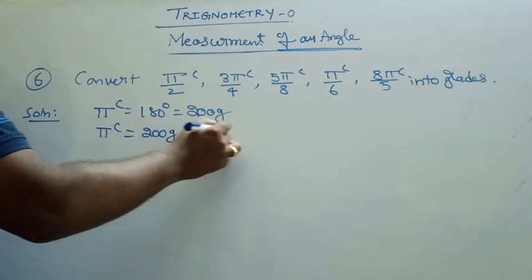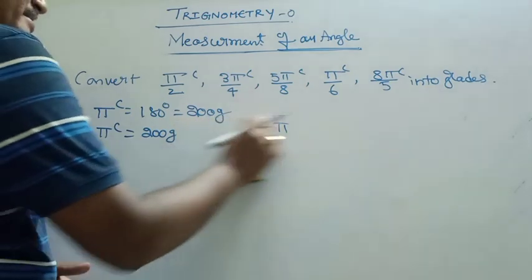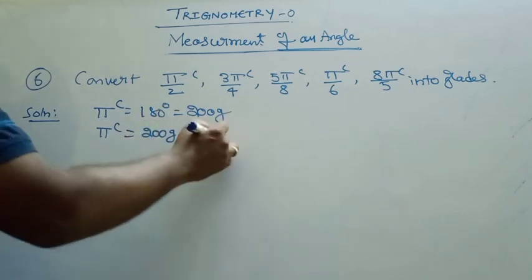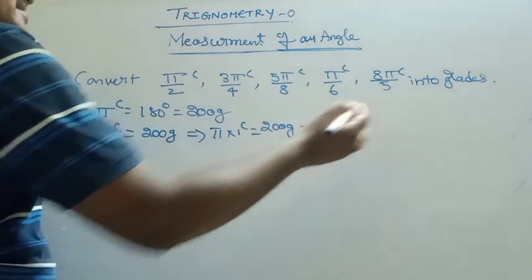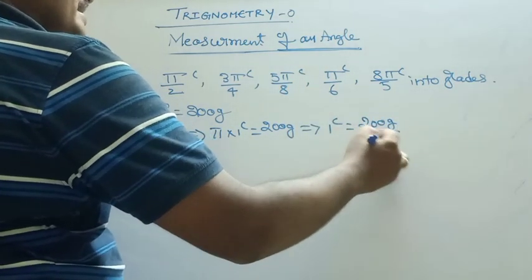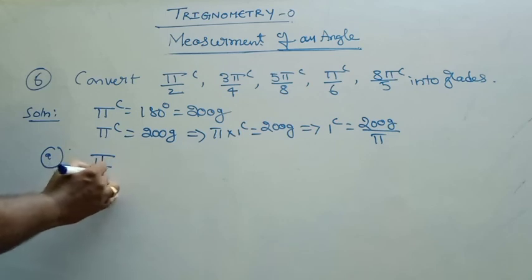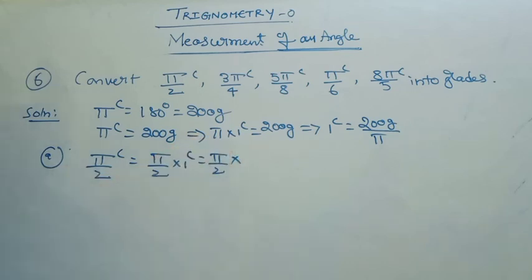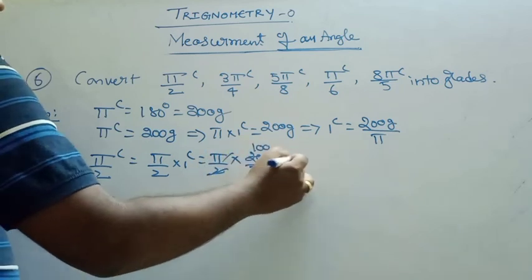From this, pi radians is equal to 200 grades, so pi into 1 radian is equal to 200 grades. Now from this, 1 radian is equal to 200 by pi grades. Therefore, the first one: pi by 2 radians, this is pi by 2 into 1 radian, which equals pi by 2 into 200 by pi grades. This pi will cancel, and we get 100. This is now 100 grades.